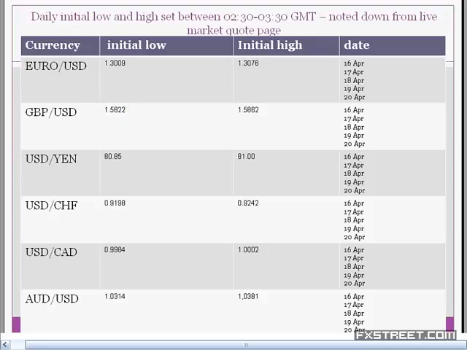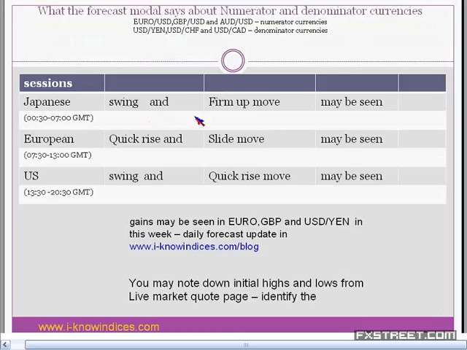The expected market moves for today: a swing and firm up move during the Japanese session, a quick rise and slide during the late European session, and a swing and quick rise during the US session. In this week, you could come across slow gaining moves, and they may try to reach the last week's high.